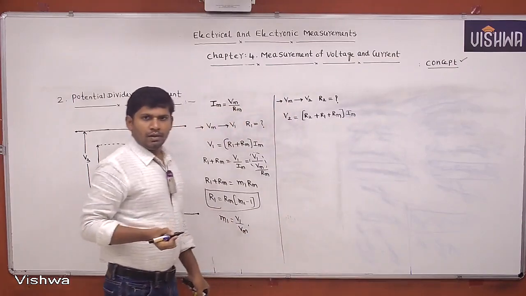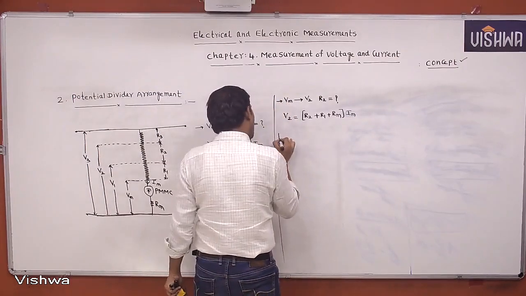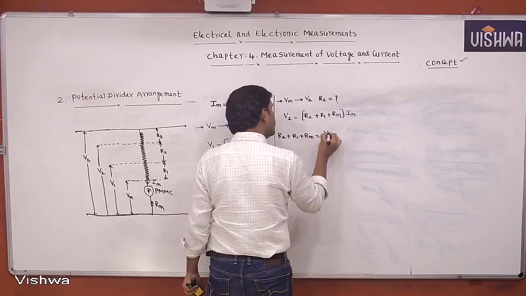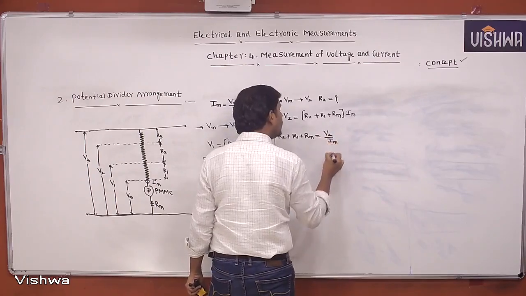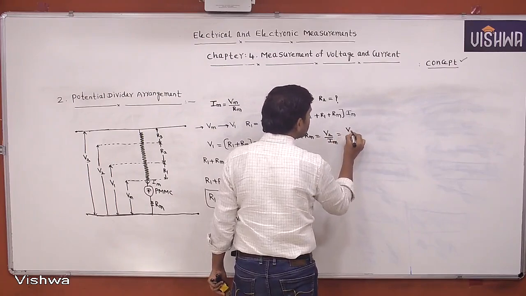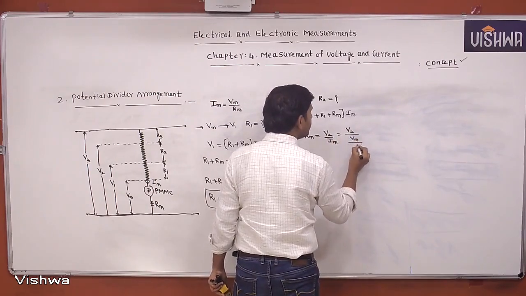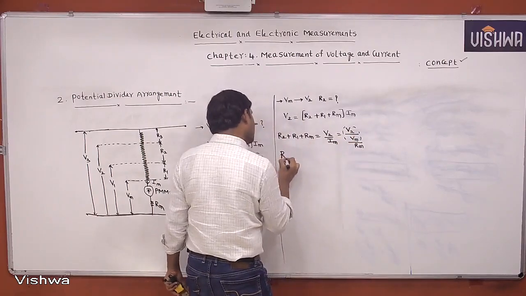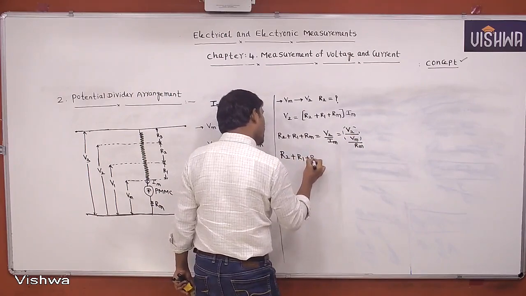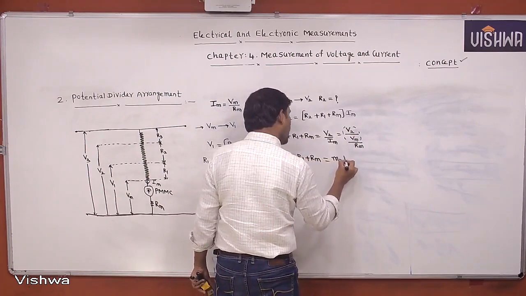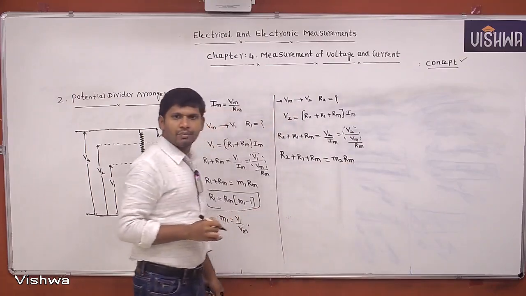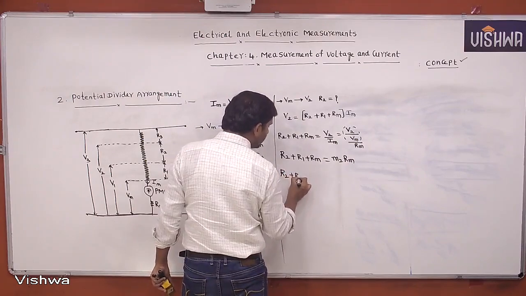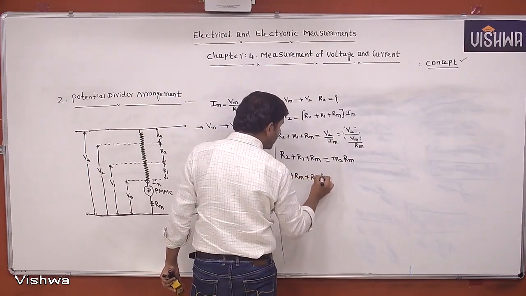Then from this, R2 plus R1 plus Rm equals V2 by Im. This V2 by Im is written as V2 by Vm by Rm. This V2 by Vm is M2. Then R2 plus R1 plus Rm equals M2 into Rm. Yes, M2 into Rm. Then from this, how to write R2 plus Rm? What is R1, you tell me? Rm into M1 minus 1.